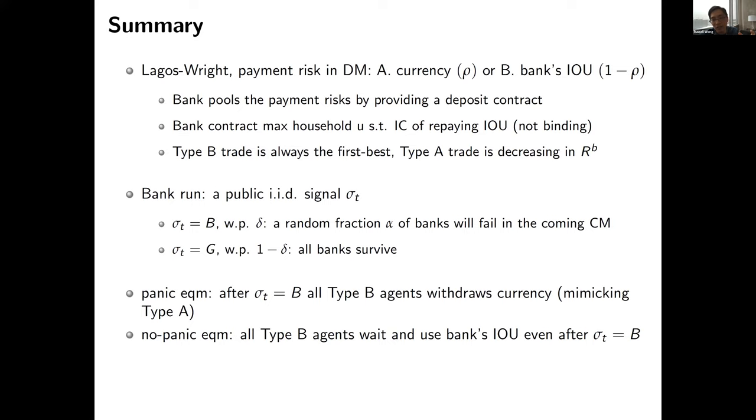Now everyone knows that the state is bad and alpha of the banks will die in the next CM. They are not going to pay back the IOU. But the seller knows it, so they won't accept the IOU in the next CM. So you may be a little more precautionary and run the bank to cash out the currency, instead of sitting on the IOU and waiting for rejection from the seller, because they know which bank will fail. And with the other event, when the sunspot turns out to be the good state, every surviving bank will keep surviving into the next CM.